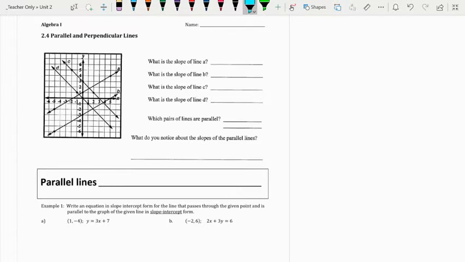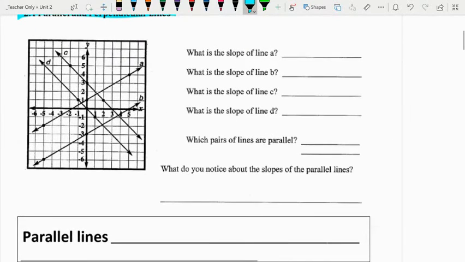Section 2.4 talks about parallel and perpendicular lines, and this is something that you'll see periodically. It's basically what we've done before, but just with one extra component. So what we want to do in the beginning, you can treat this kind of as a warm-up and pause the video, and then I can go over it with you.